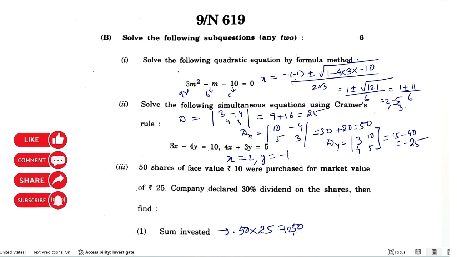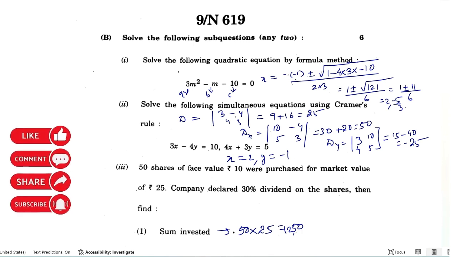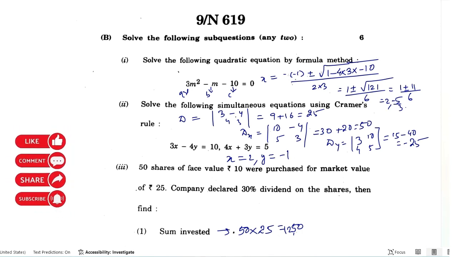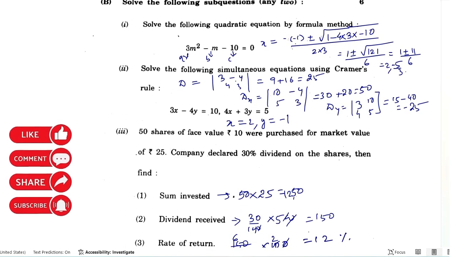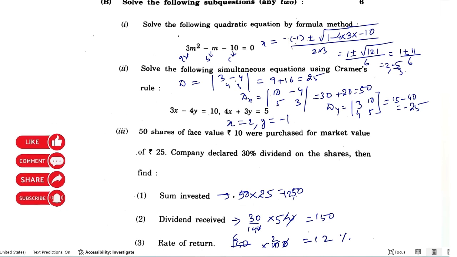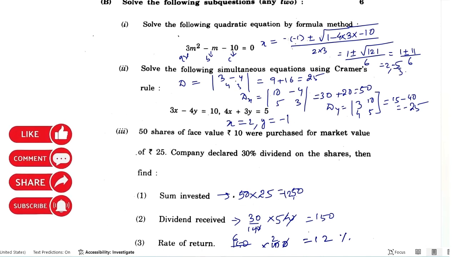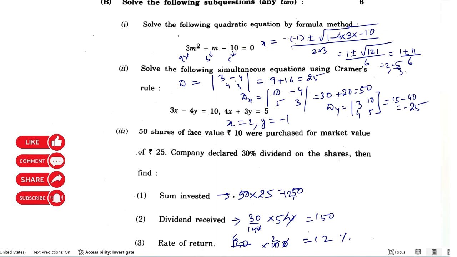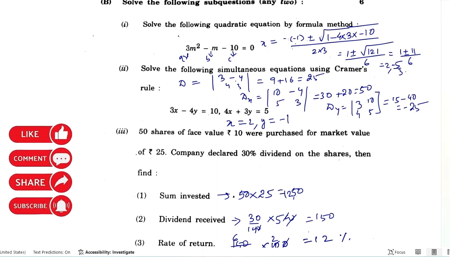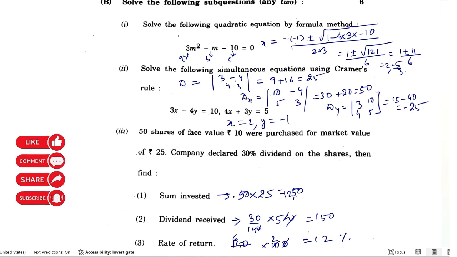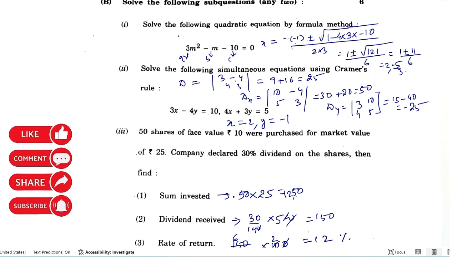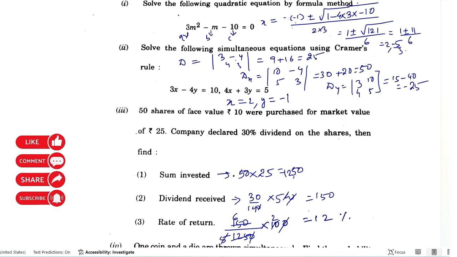Second one, again simultaneous equation using Cramer's rule. So we need to first find D, then dx, then dy. So x will be dx by d, y will be dy by d. The calculation is quite simple. So you should get the answer as x equal to 2 and y equal to minus 1.